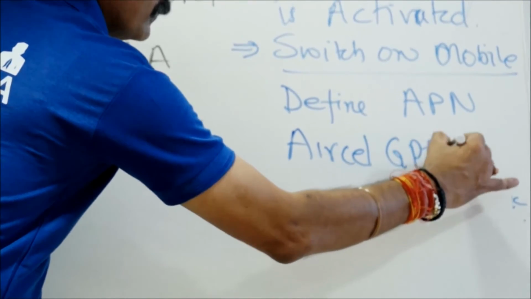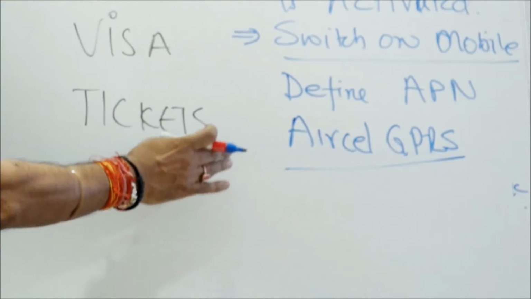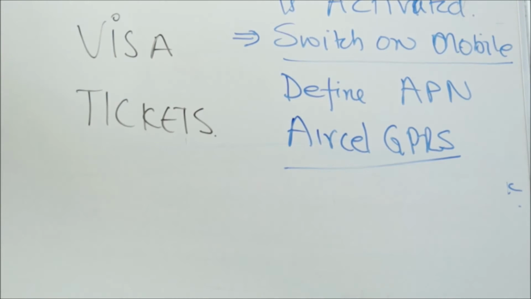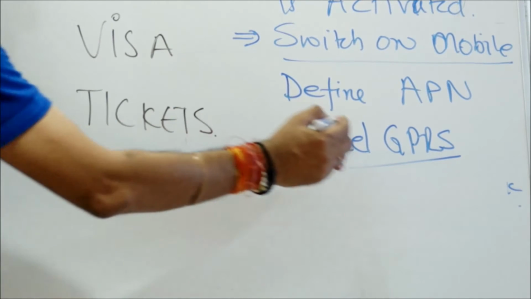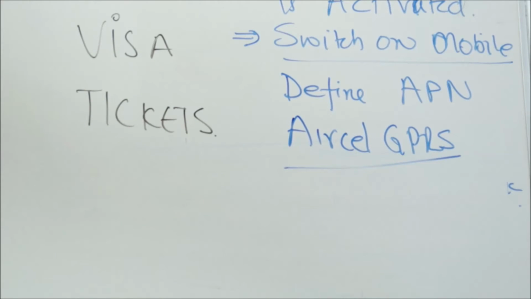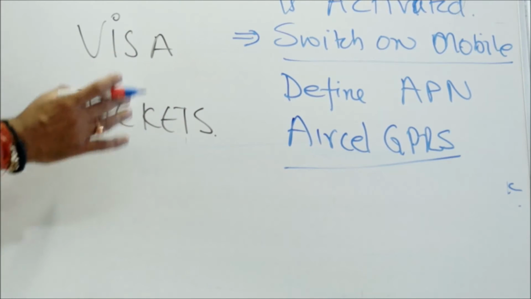GPRS. It does not make a difference whether you write it in capital or small letters. This Aircel GPRS, which is the APN, also generally called settings of internet, and this is available in Android. It is generally available in the network settings. I'll show you the screen where it shows.